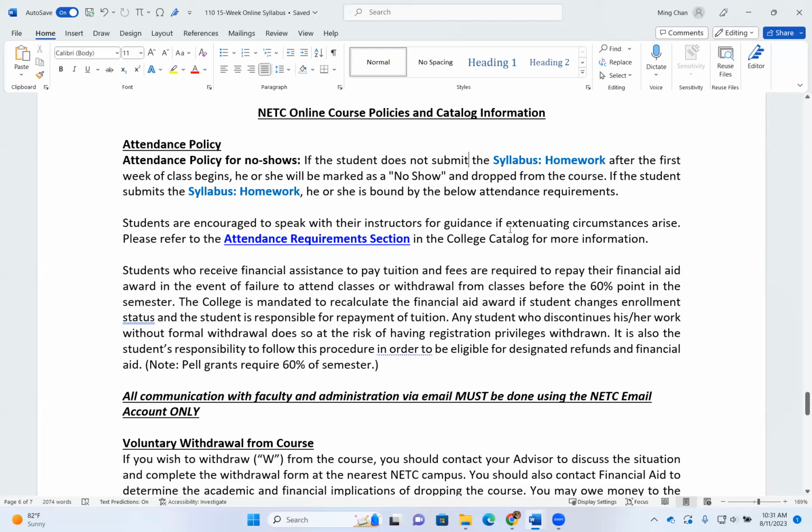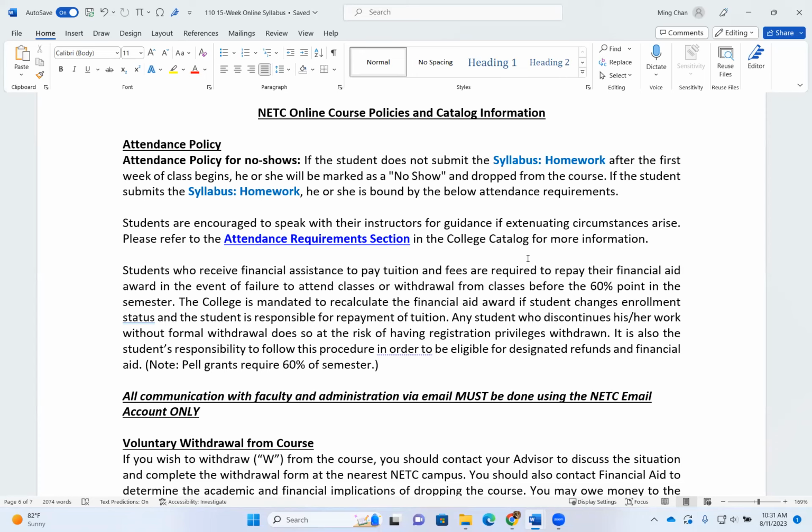Students are encouraged to speak with the instructor for guidance if extenuating circumstances arise. Please refer to the attendance requirement section in the college catalog. Basically, the attendance policy is saying that a student who misses more than 20% of the homework assignments can be dropped from the class due to excessive absence. Therefore, students should not pile up a lot of missing homework assignments, because at some point students will go over that 20% mark. Then the instructor has the right to drop the student from the class due to excessive absence.